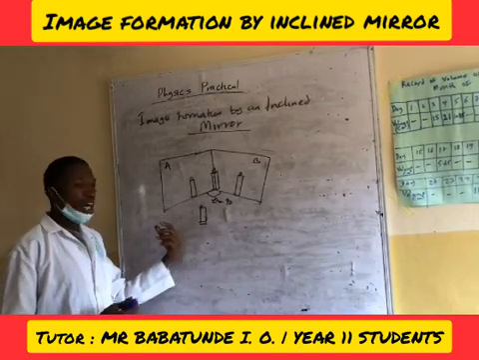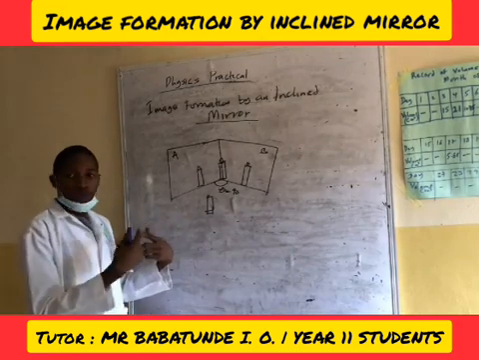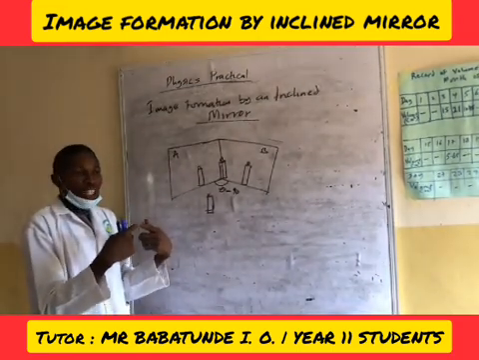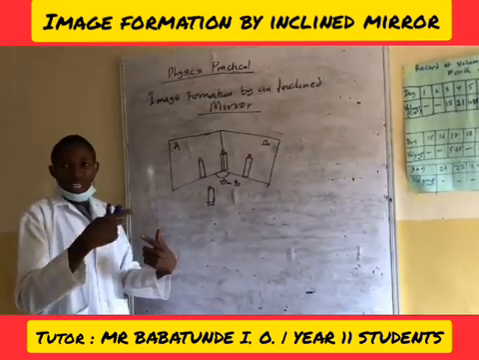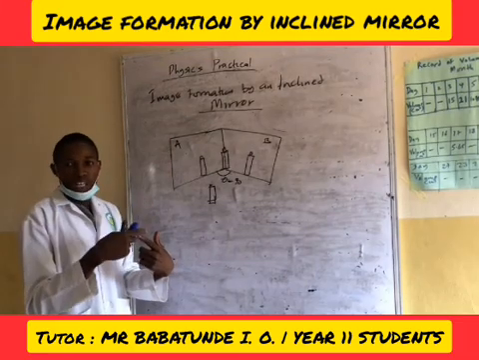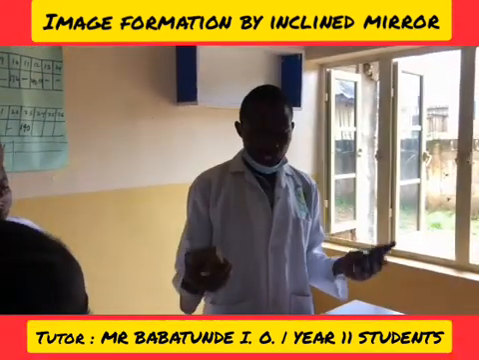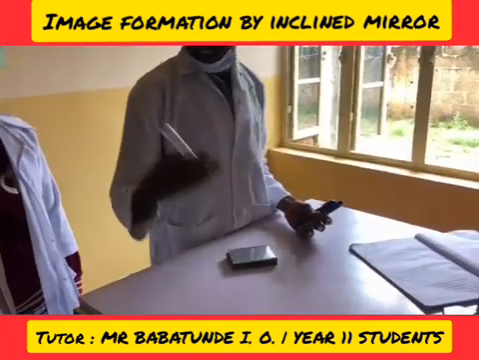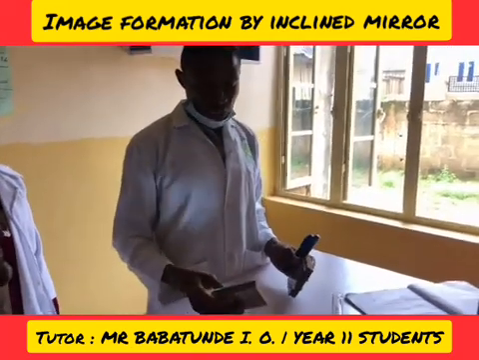But what I'm trying to say now might be looking abstract to you. So I will show you two mirrors placed at an angle to each other. Then you look through the mirrors and tell me the number of images formed by these two inclined mirrors. So let's proceed to the practical section. This is a mirror, this is another mirror. I'll be using this as my object. Then we are going to place them at different angles to each other.